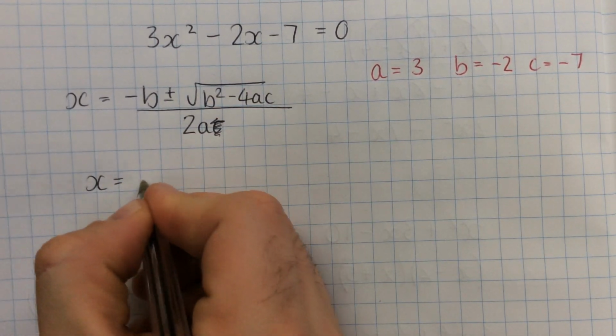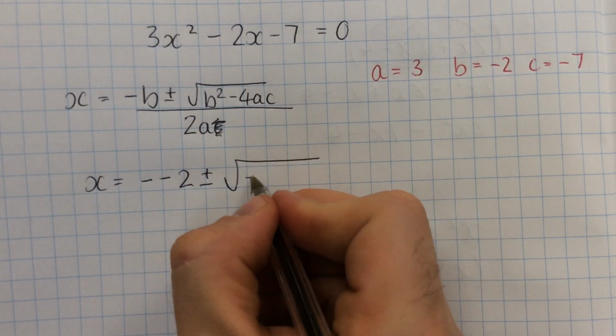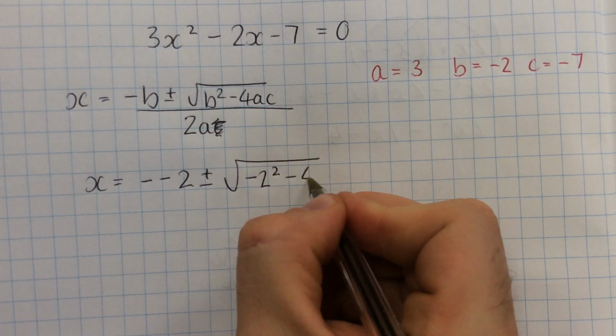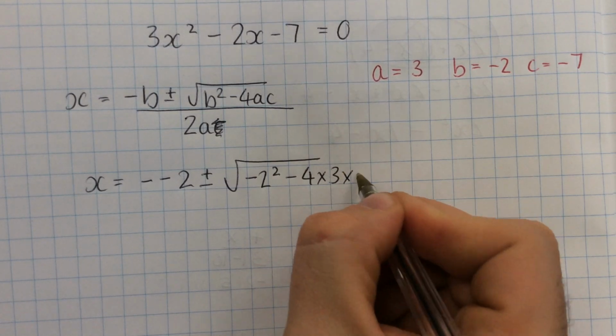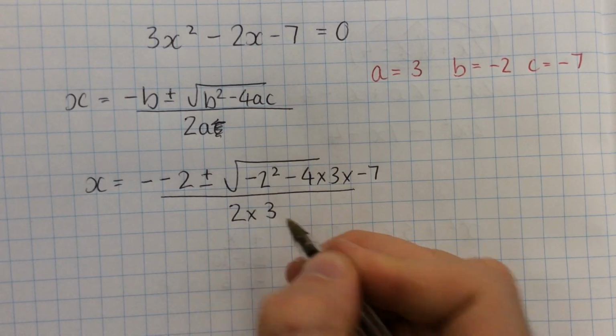So we're going to get x equals minus minus 2 plus or minus the square root of minus 2 squared minus 4 times 3 times minus 7, all divided by 2 times 3.